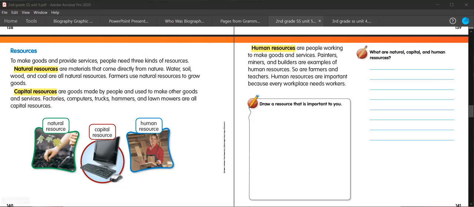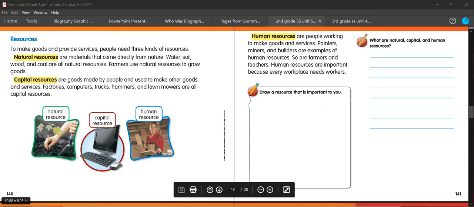Now here we're going to talk about natural resources, capital resources, and human resources. So the difference between these different things we're going to discuss right now. To make goods and provide services, people need 3 kinds of resources.